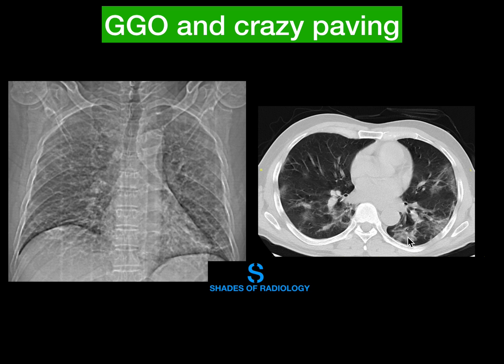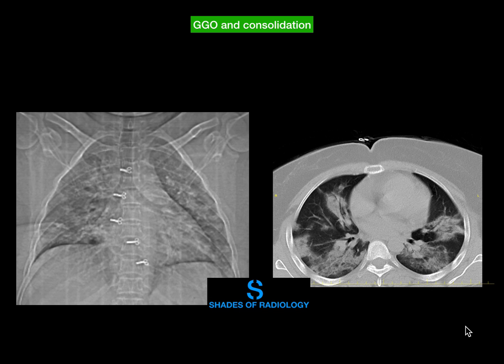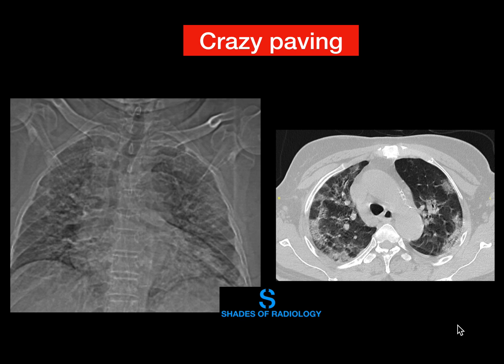You can see a few of them are confluent, a few are discrete, and here you can see some subpleural bands as well. So these are classic ground glass opacities as well as some amount of crazy paving, which is classic of COVID-19. And another one, ground glass opacity and consolidation. You can see a few very scattered ground glass opacities, and consolidation with air bronchograms clearly seen, and some amount of crazy paving. So all the findings can be seen sometimes.